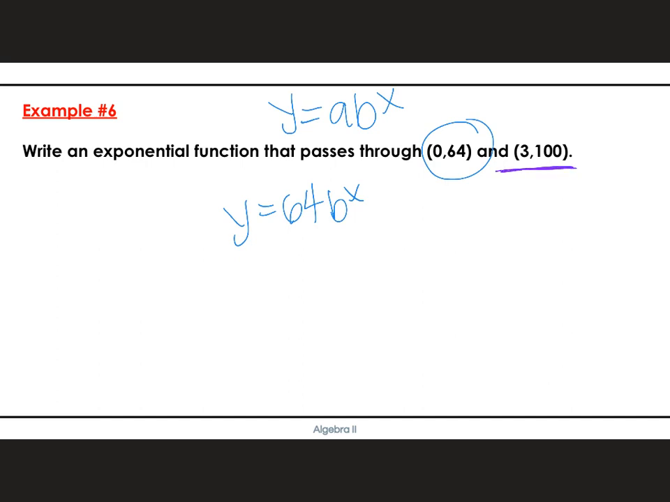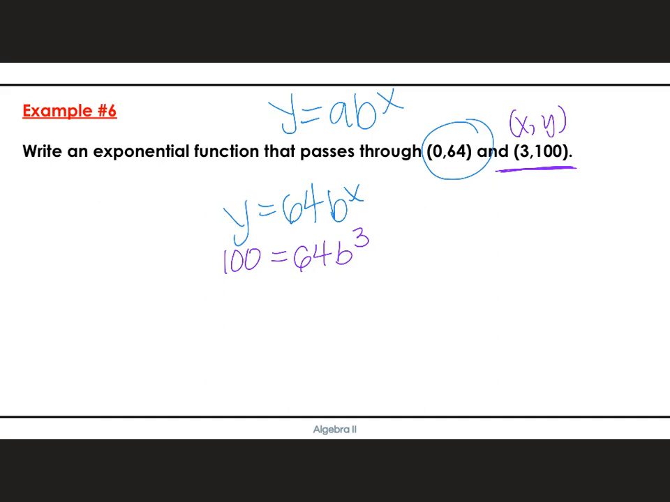It's an ordered pair. What do we know about an ordered pair? We know an ordered pair is x, comma, y. So we can take that information and fill it into what we have over here. So our y value is 100, and 100 is equal to 64b to the x value, which over here is 3. So now we have a better equation that only has one variable, and we can solve for b.